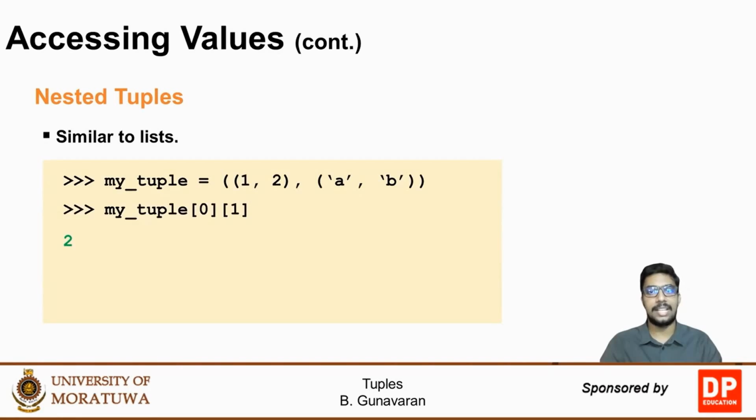First, we need to access the inner tuple at index 0, and inside that inner tuple, 2 is located at index 1. Hence, we call my tuple within square brackets 0 and 1, where the 0 points to the inner tuple at index 0, and 1 points to the element at index 1 inside that inner tuple. Similarly, if we want to access the inner tuple that contains the values a and b, we know that it is located at index 1. Hence, calling my tuple within square brackets 1 will output the entire tuple at index 1 as shown here.